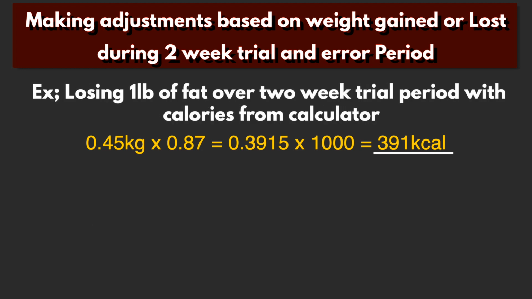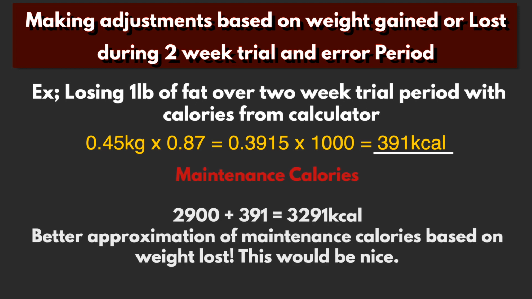And if I lost a pound, I would do the same thing, so it would be 391 calories, but I ate too little. So I ate 391 calories less than my maintenance based on this calculation. So what I would do is add 391 calories, and that would be a better approximation of my maintenance calories, and that would put me around 3,291 calories, which would be a lot better of an approximation of my maintenance calories. The calorie calculator should be fairly accurate, but you really want to do this trial and error period. Rewatch this section if you need.